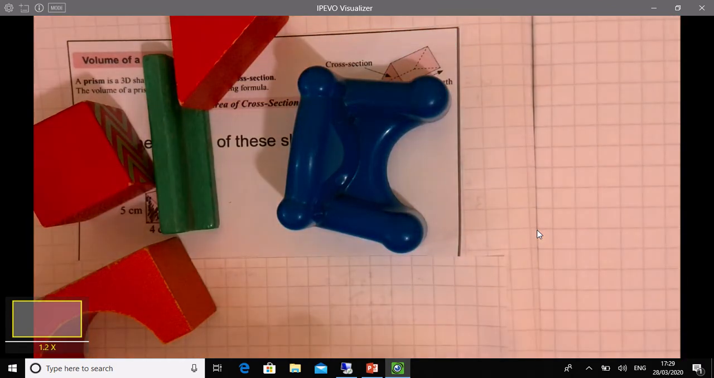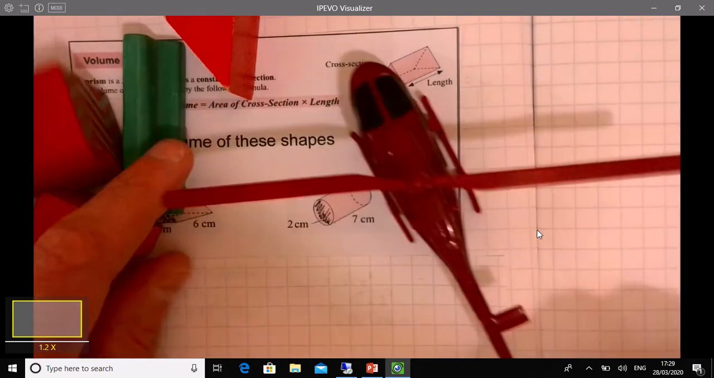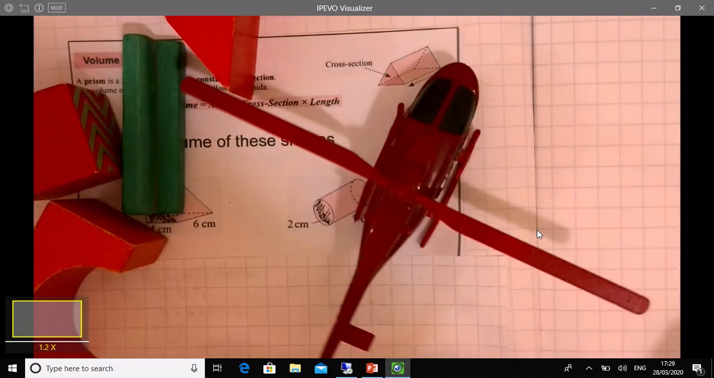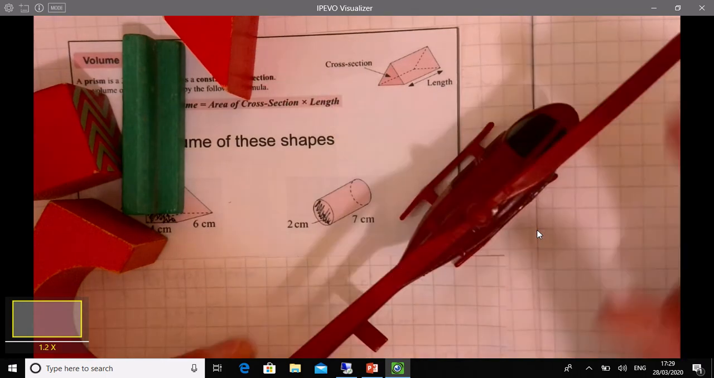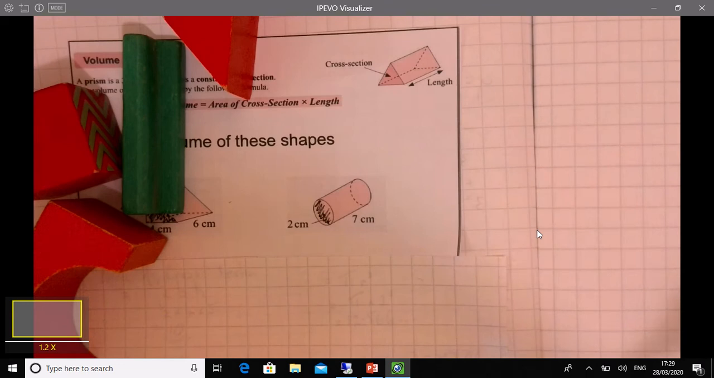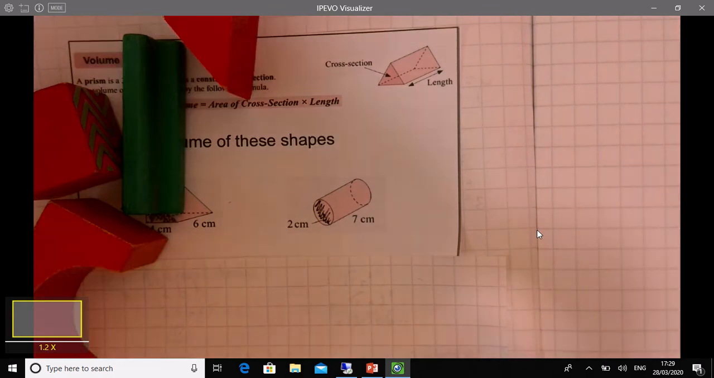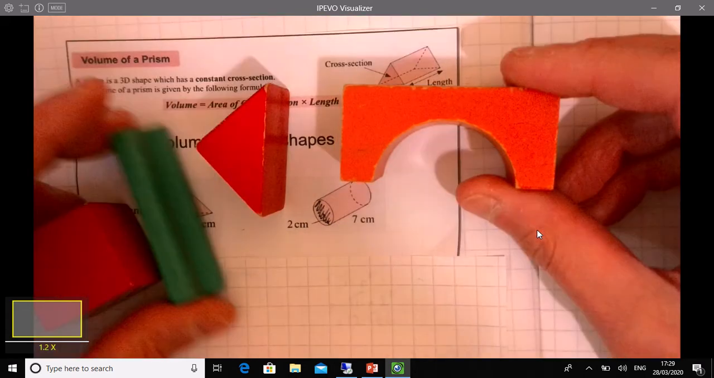I'll show you another example that's not a prism. And here we go, look. Helicopter. A helicopter, of course, is not a prism. Where would the cross section be? But let's just take our helicopter away. There you go, it's just flown off. So there are examples of things that are not prisms, but these are prisms.